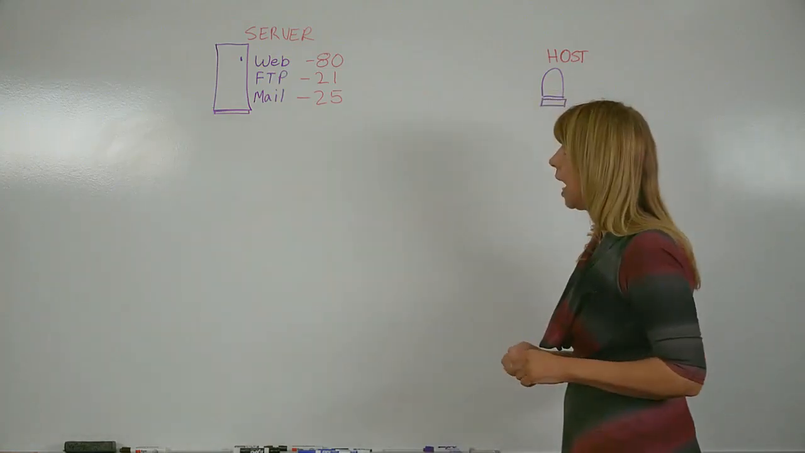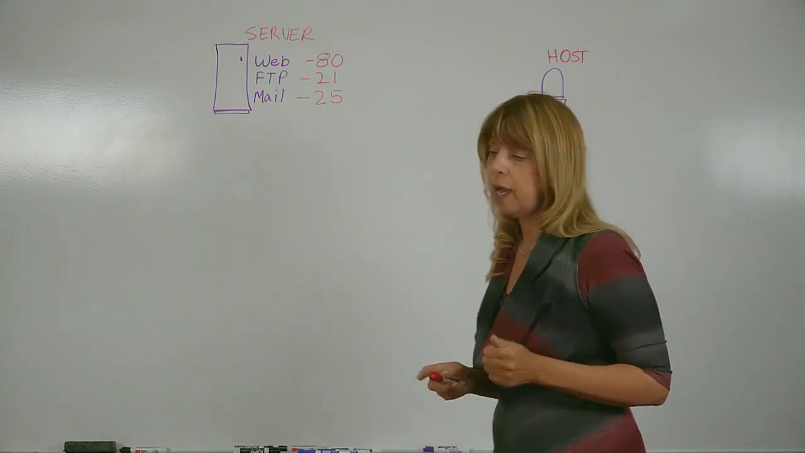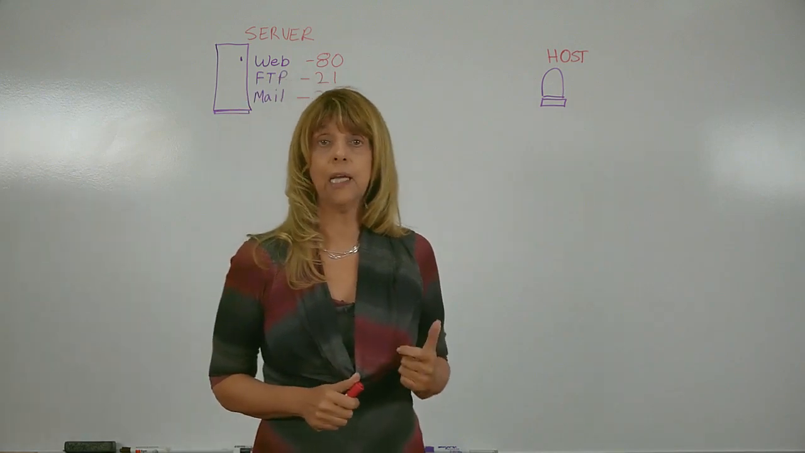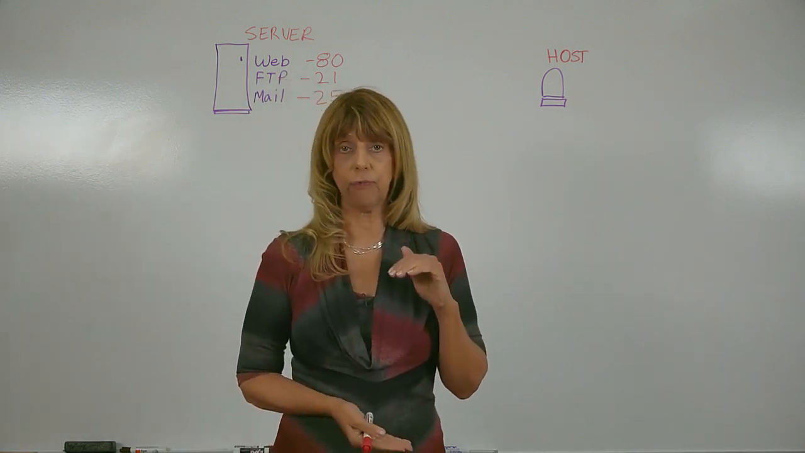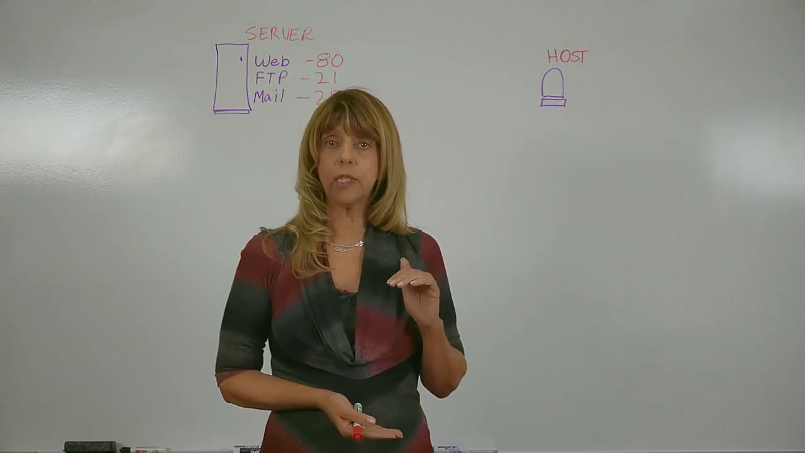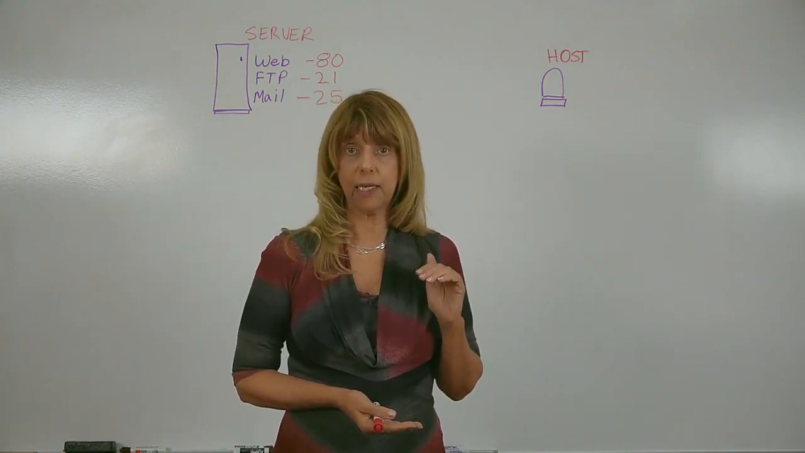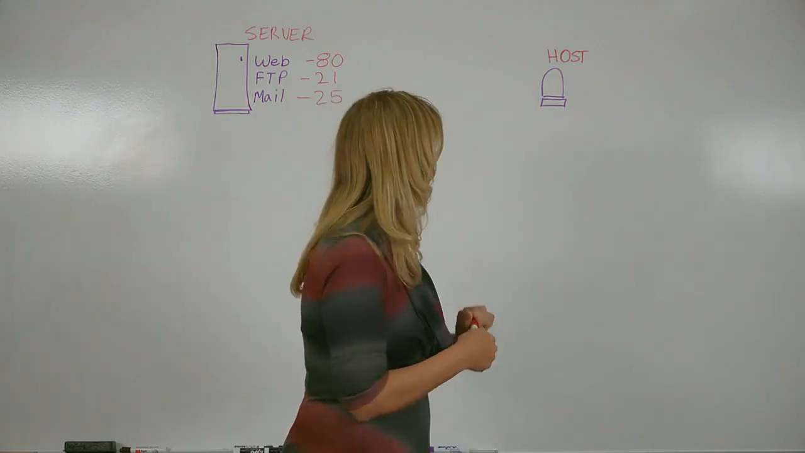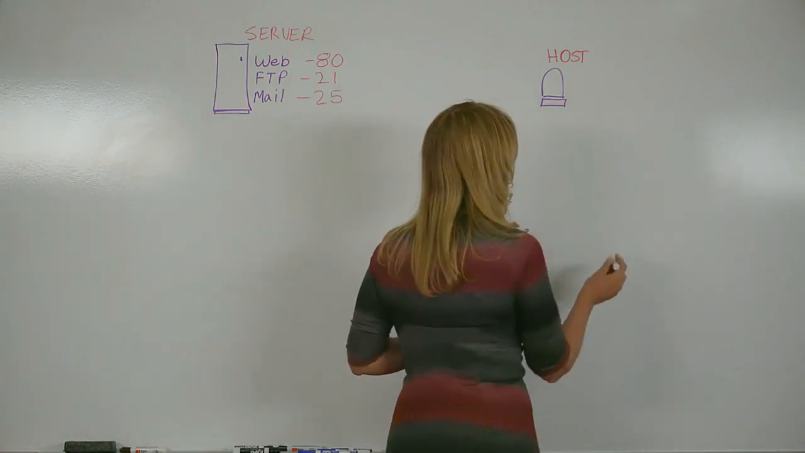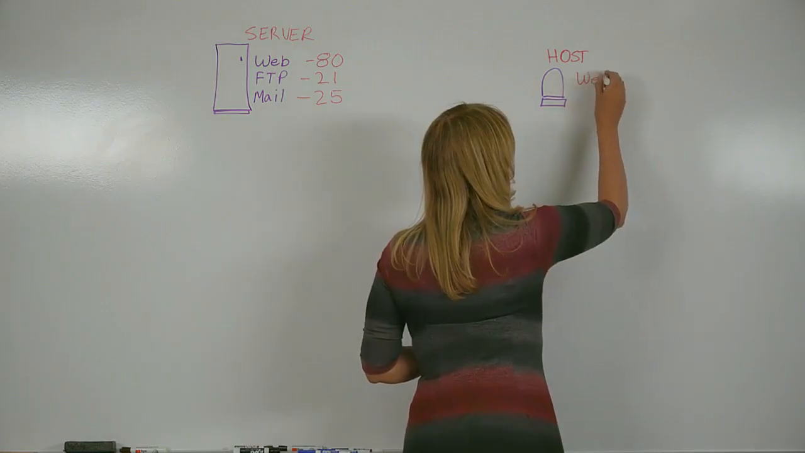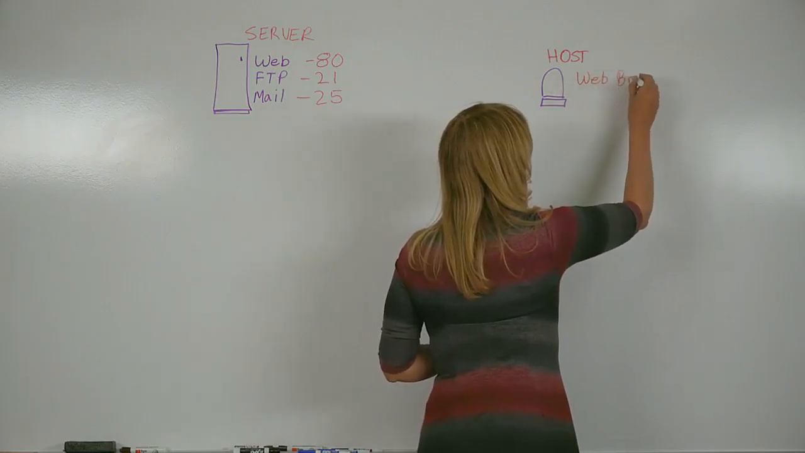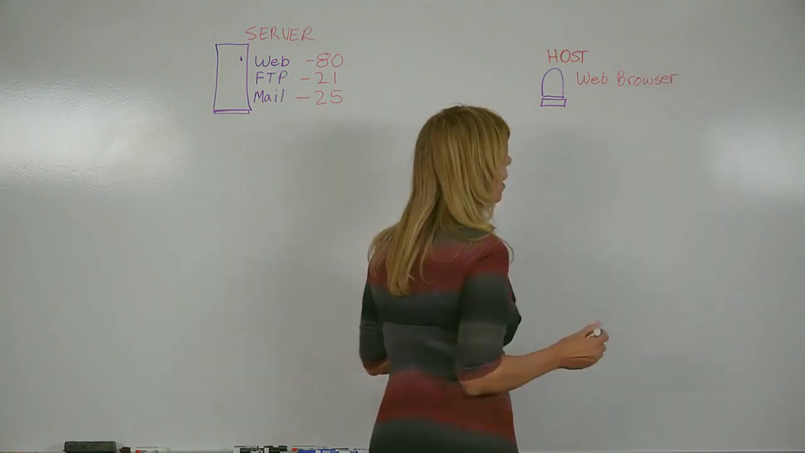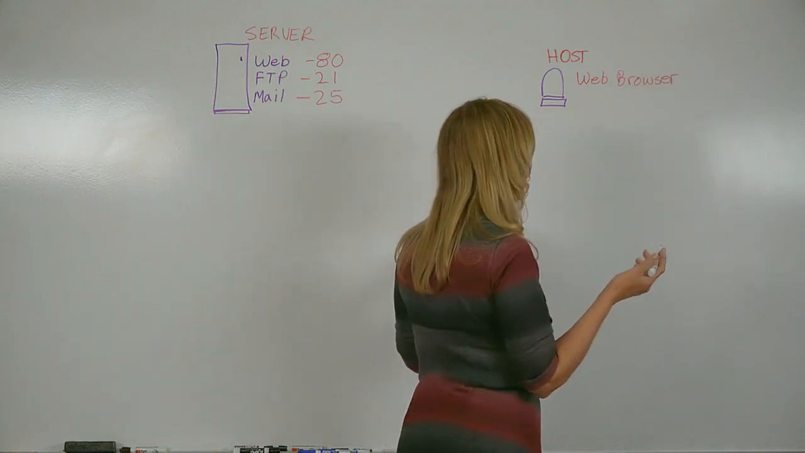Now, on the host side, host ports for TCP and UDP are dynamically assigned from the range above 1024. And those ports are randomly assigned. So basically, your PC picks one out of the range and it uses it as a source port. So say your web browser is open and you're requesting a web page. The web browser will pick a port, a TCP port.